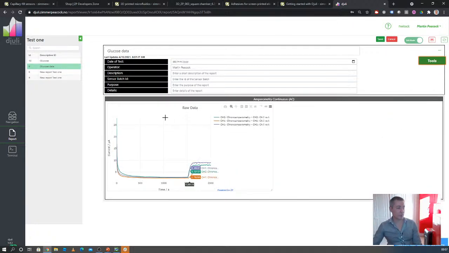Alright, so this is what it's now done. I've uploaded the data, it's now extracted the data, and it's displaying the data. This is a classic glucose experiment for us, where we've got 0 millimolar of glucose, and then at a certain time point we've added in some glucose and the signal's gone up. So it's a classic chronoamperometry experiment.